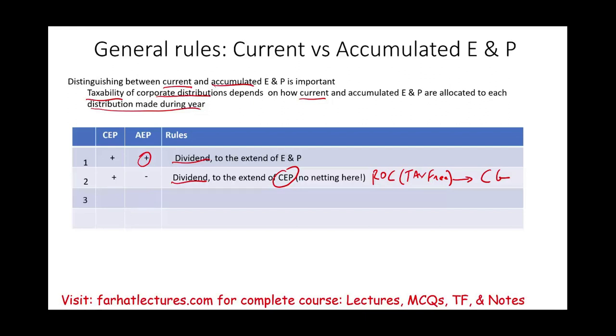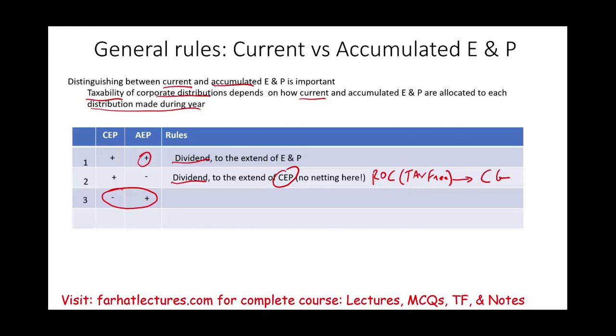The third scenario, you have a negative CEP. It means this year your taxable income plus or minus the adjustments is negative. So this year you did not generate any dividend ability, and you have a positive AEP. However, from prior years, you have a reserve in AEP. When you have a negative CEP and positive AEP, under those circumstances, you can net them.